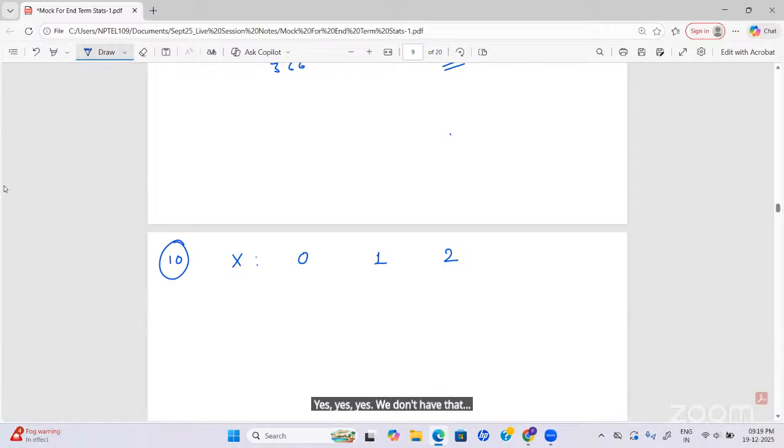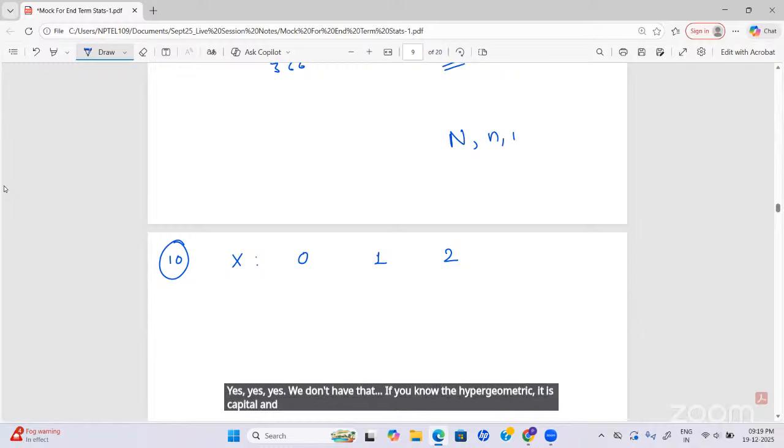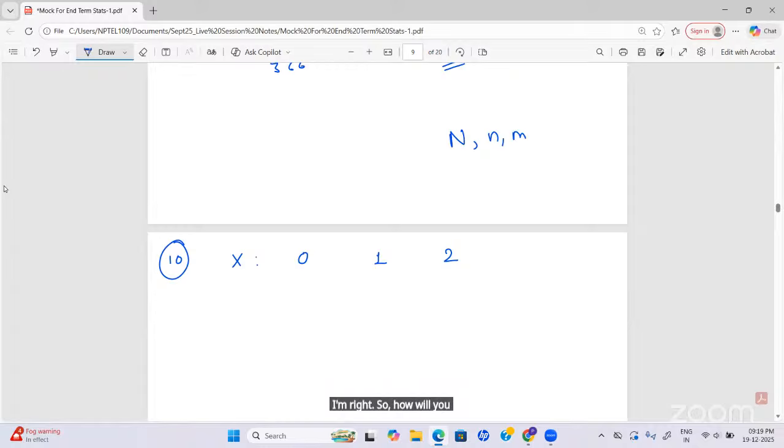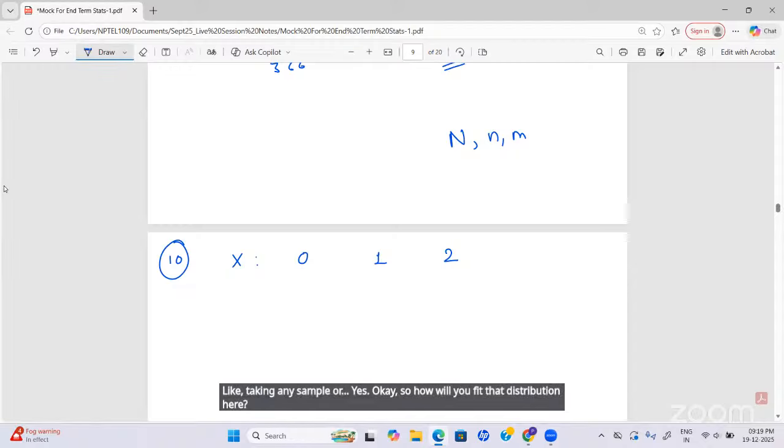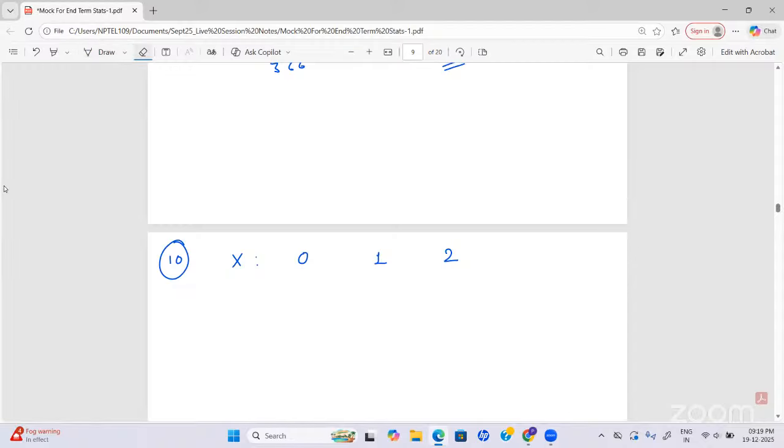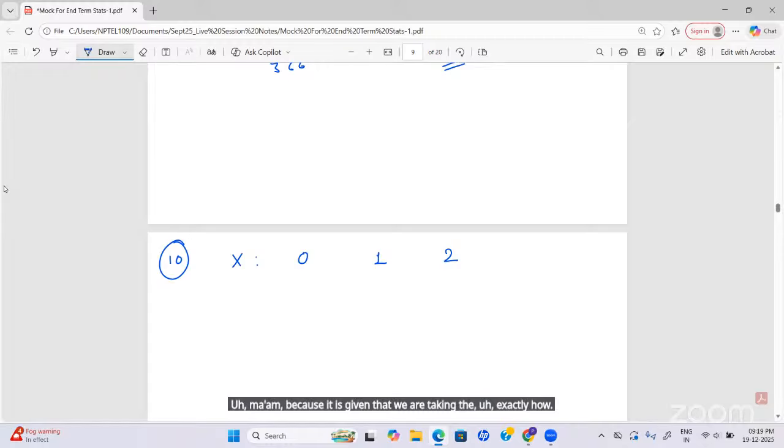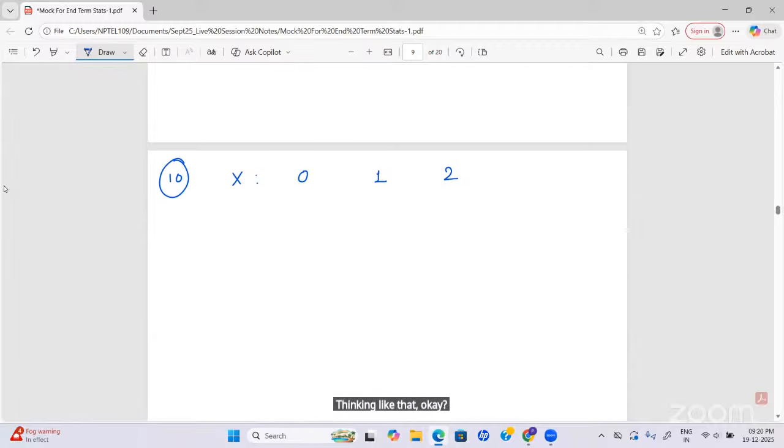If you know the hypergeometric, it is capital N and small n and M, right? So how will you fit these things here? We don't have finite samples or values. So how will you fit that distribution here? Ma'am, it is given that we are taking exactly how many trials Nina wins, so we can calculate, I think. Again I will say, test and trial this thing if you are thinking like that.